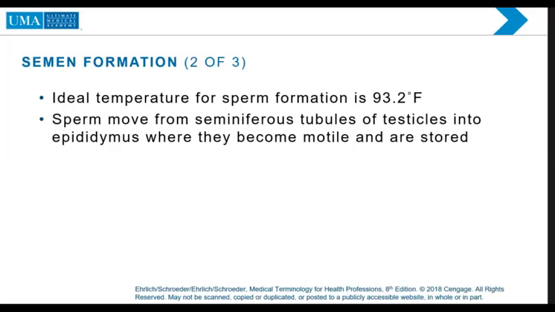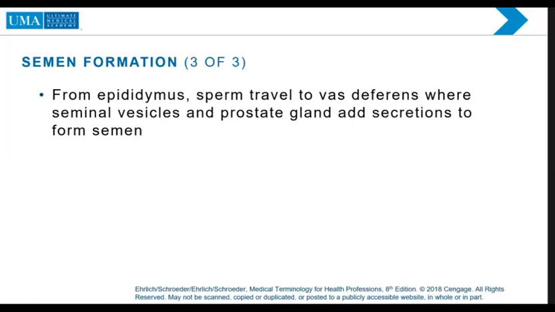Sperm moves from the seminiferous tubules of the testicles into the epididymis, where they become motile and are stored. From the epididymis, sperm travels to the vas deferens, where seminal vesicles and prostate glands add secretions to form semen.